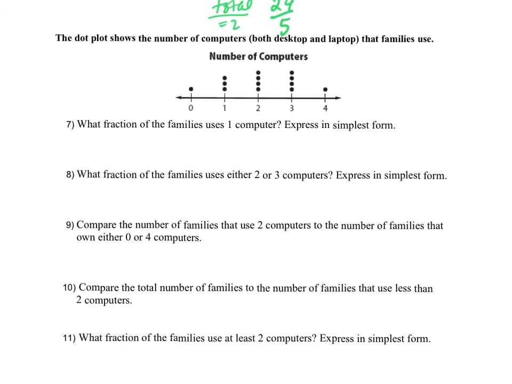What fraction of the families uses one computer? Well, one computer is right here. There's 3 of them out of how many total? 4, 5, 6, 7, 8, 9, 10, 11, 12, 13. Express it in simplest form. That's in simplest form. What fraction of the families uses either 2 or 3? Well, 2 or 3 would be this one and this one, which would be 8 out of 13, and that's in simplest form. Not too bad, right?